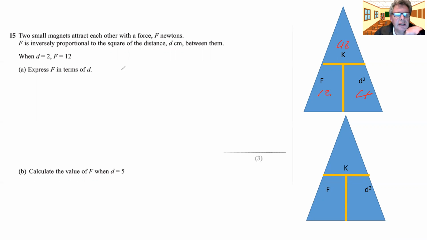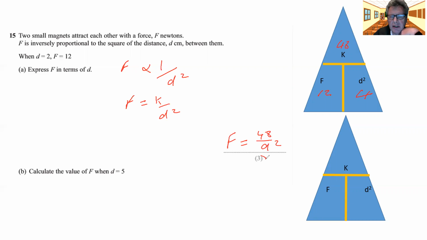So what we have to write is, because the way they've told us, F is inversely proportional to D squared. So we change the proportional sign into an equals K. But we know what K is because we found it over there. So on the answer line, we can write F is 48 over D squared. And that is a nice 3 marks.